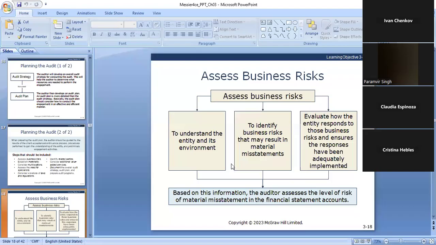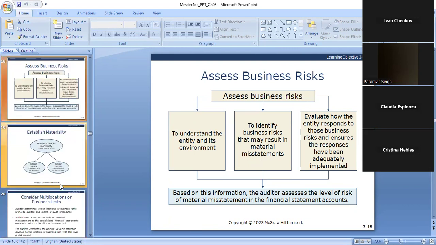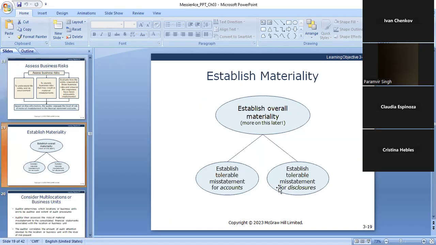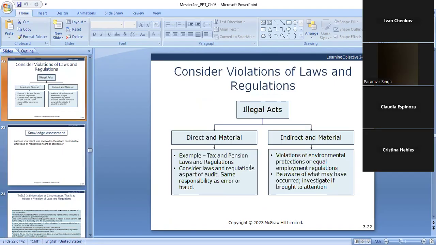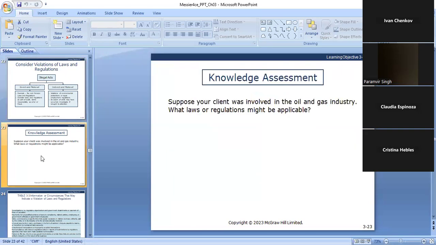And now, based on that information, we're going to assess the level of risk and the level of material misstatement on the financial statements. So how are we going to do that? We're going to establish first the overall materiality. And after establishing the overall materiality, we're going to establish the tolerable misstatement for the accounts and the tolerable misstatement for disclosure. That's with the direct materiality. Indirect materiality, when we have some illegal act.